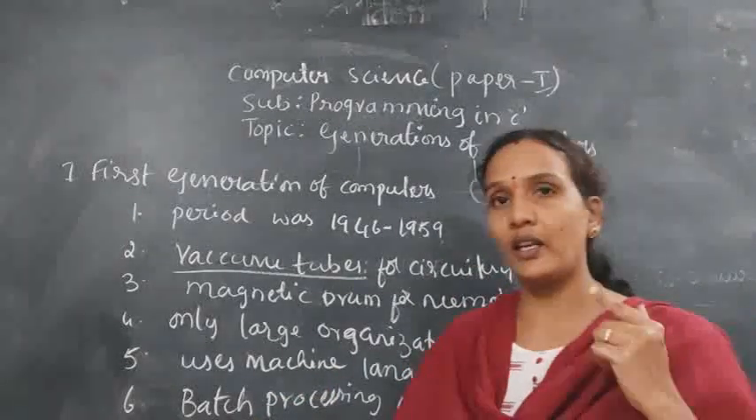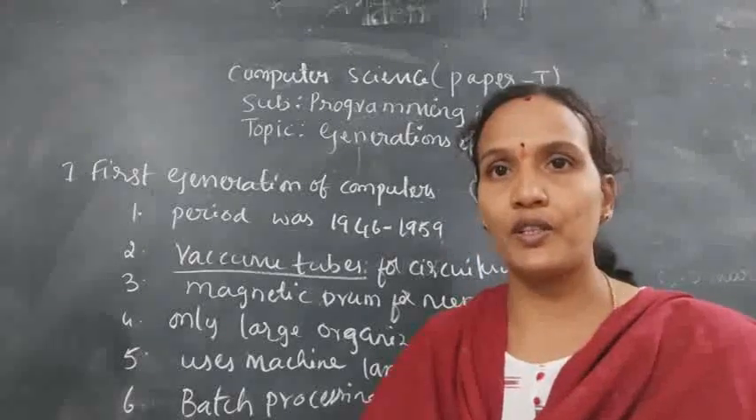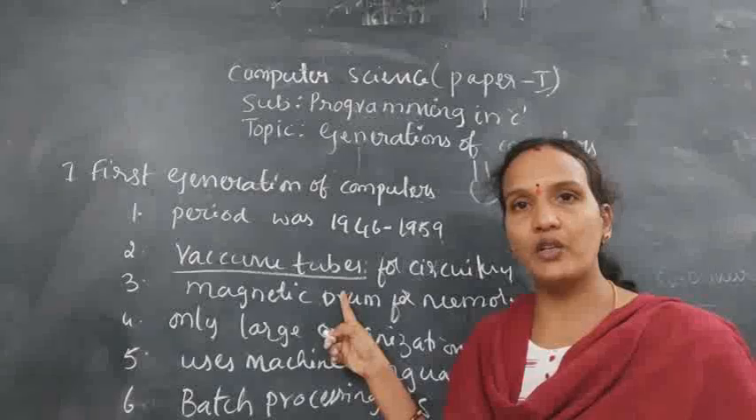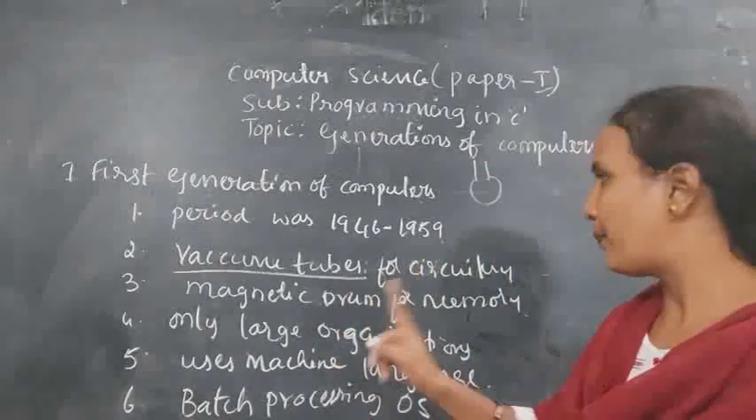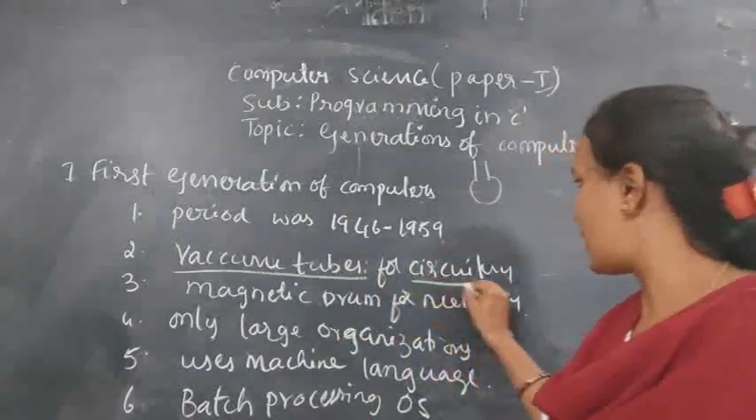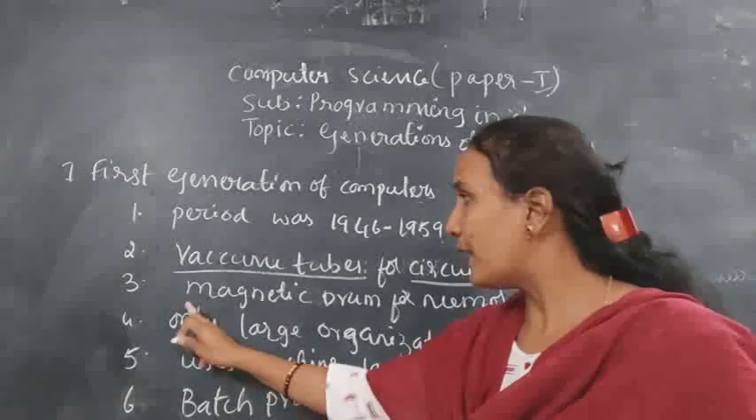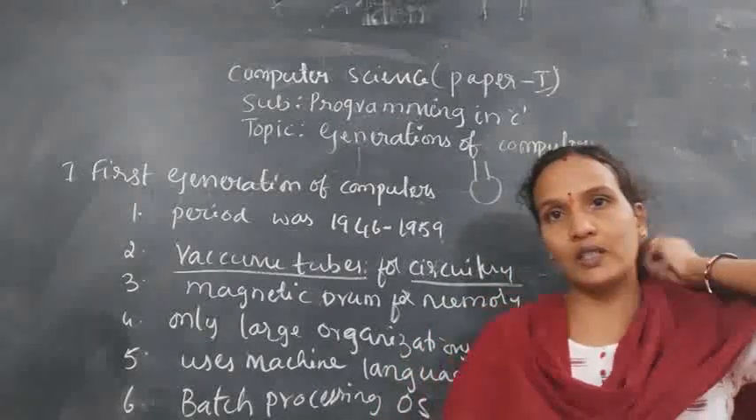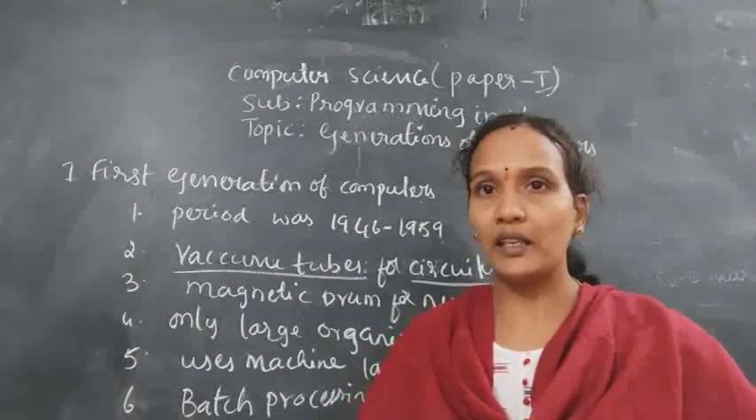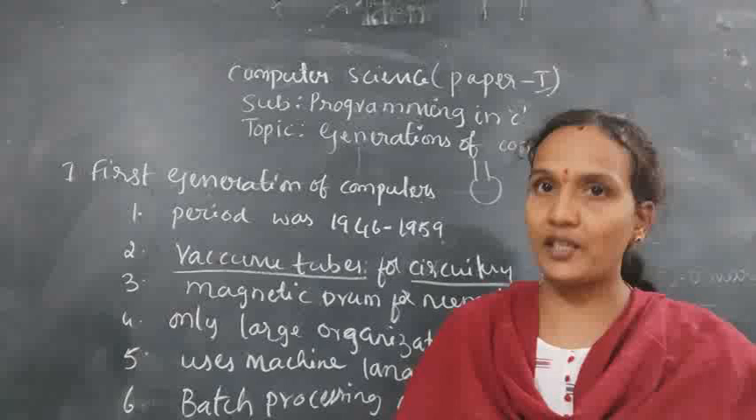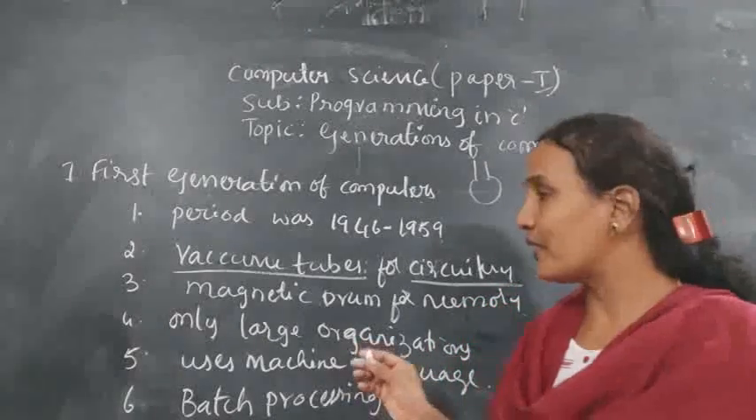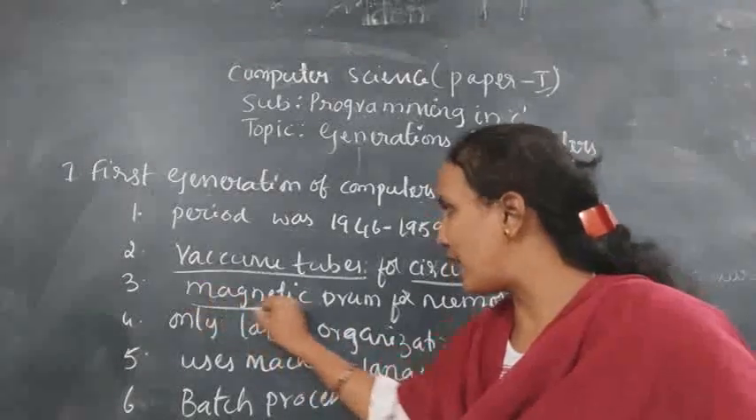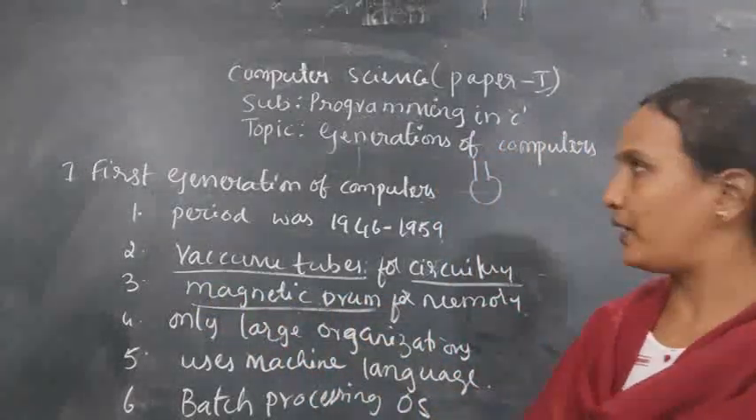What technology was used in the first generation of computers? Very important: vacuum tubes, which are similar to bulbs and are used for the circuitry, meaning to process the data. Next, a magnetic drum for the memory. For example, in your mobile you use an SD card and internal memory. Similarly, in the first generation computer, what did they use as memory? They used magnetic drums as memory. It will be like this.